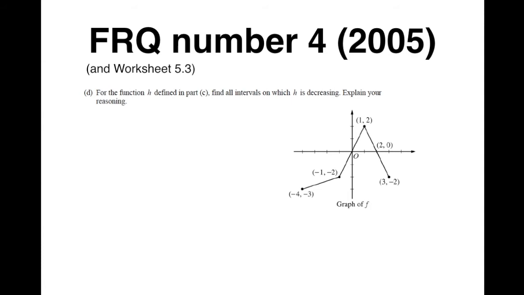Question D. For the function h that we just defined, find all intervals on which h is decreasing. Explain your reasoning. So let's think about it without really using calculus first. If I have x equals -4, that means my function h is the signed area, or it's the integral from -4 all the way to 3.